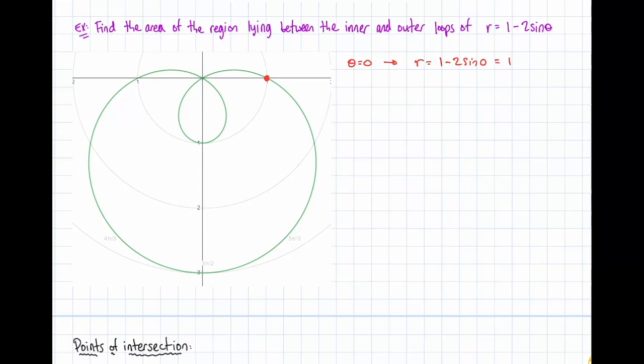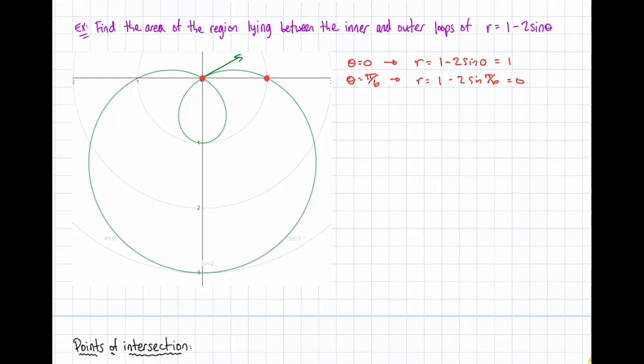Let's plug in another little value like theta equals pi over, I don't know, what's a good angle for sine? 6? That's r equals 1 minus 2 sine of pi over 6, which is going to be 0. Oh, cool. That must be this angle right here-ish. That's that pi over 6 angle, which means my value is right here.